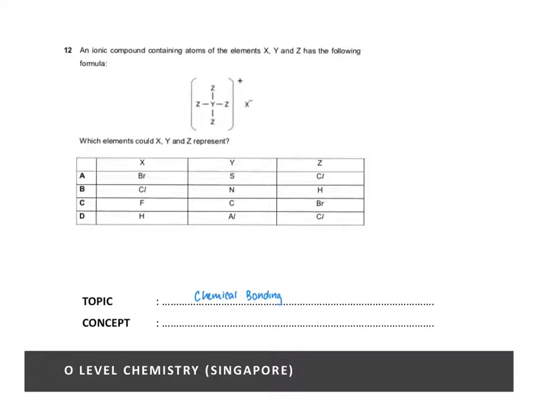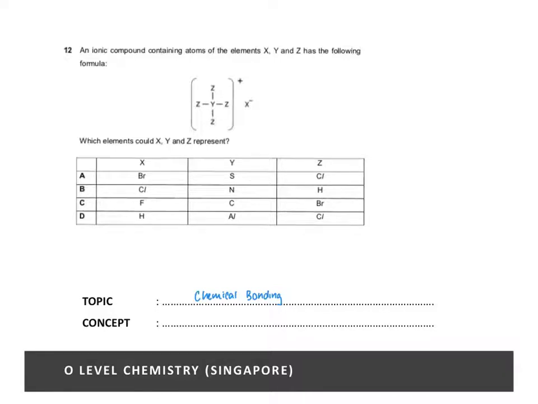Now this question is on the topic of chemical bonding. Based on the structure of the compound given, we are supposed to find out the possible elements that X, Y, and Z can represent. Now this is a very special question. Most of the time for questions like this, you are given the structure of a covalent compound.